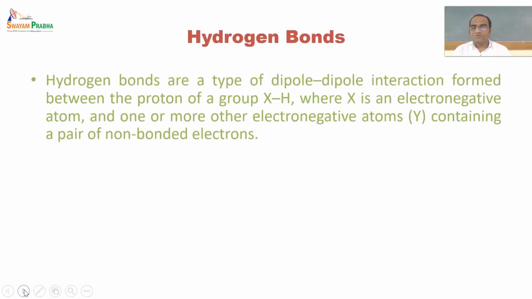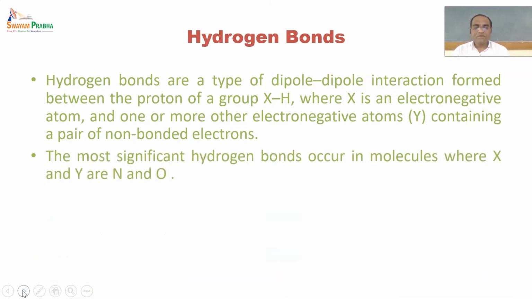After that, hydrogen bonds. We have also seen hydrogen bonding in the case of DNA alkylators. Hydrogen bonds are a type of dipole interaction formed between the proton of an X-H group, where X is an electronegative atom, and a group Y containing a pair of non-bonded electrons, like in a carbonyl group, an amino group or a sulfhydryl group. So it forms a hydrogen bond with an adjacent one. The most significant hydrogen bonds occur in molecules where X and Y are nitrogen and oxygen.